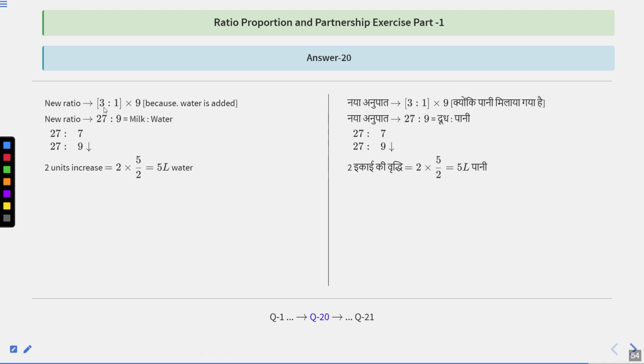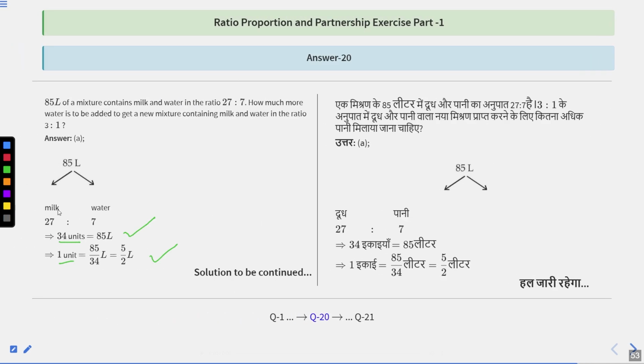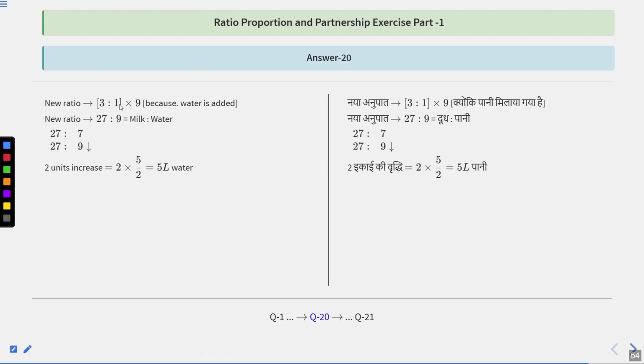Now the new ratio is 3:1. Clear? So we know that in the mixture, milk is constant. Clear? Because we just add water. So milk will be constant. So we multiply the ratio by 9 because we want to keep the milk ratio constant. So milk becomes 27, which was 27 in the previous ratio too. Now water becomes 9, which in the previous ratio was 7. So water is increased by 2 units and 1 unit value is 5/2. So 2 units increased, which is 5 liters. Next one.